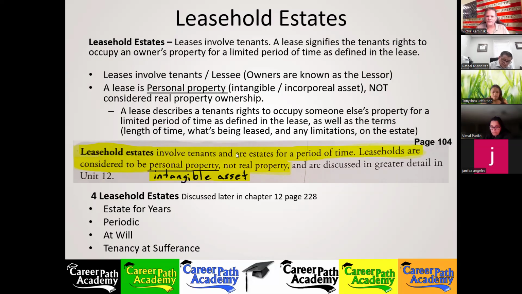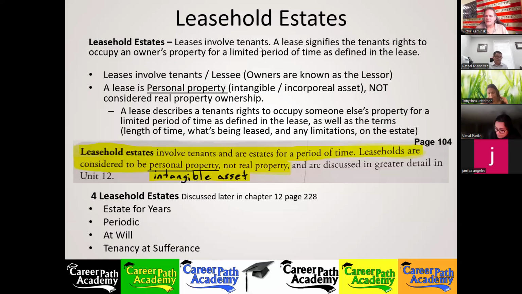Leasehold estates involve tenants and are estates for a period of time. Leaseholds are considered to be personal property, not real property, because you don't own it. So therefore, it is an intangible asset, the lease. And I further clarify that with the statements above this in the slide.